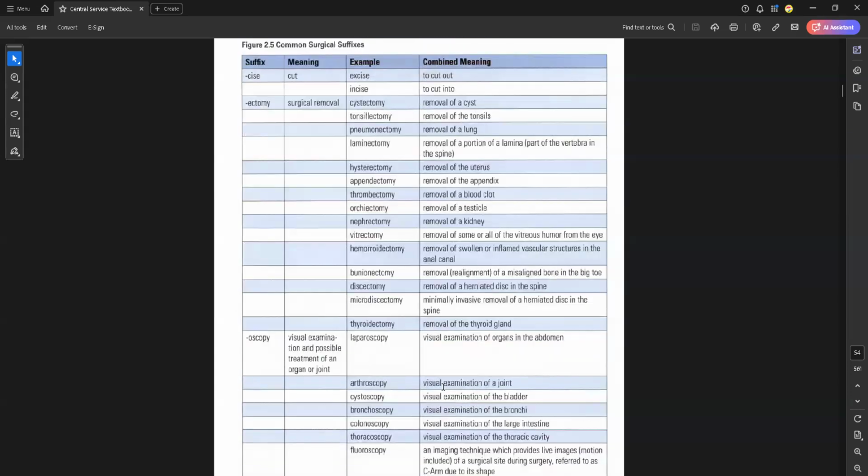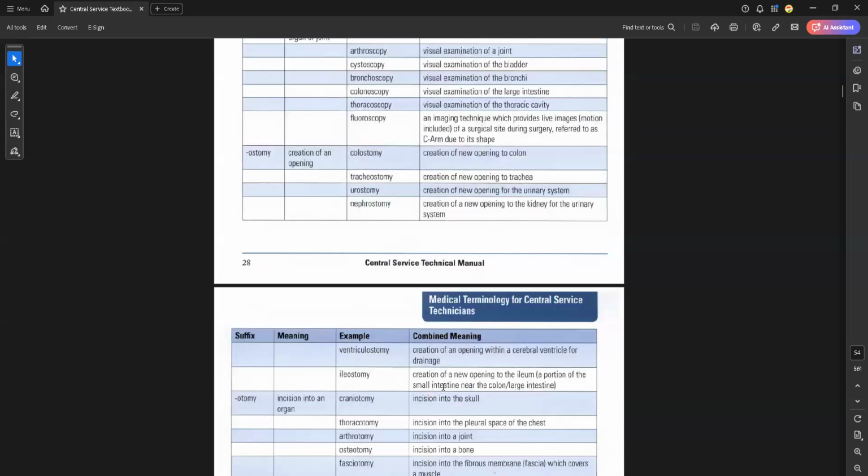Hemigastrectomy, we just met it. So when you see ectomy here, it means surgical removal. Cystectomy, removal of a cyst. Then we have a lot of examples over there.